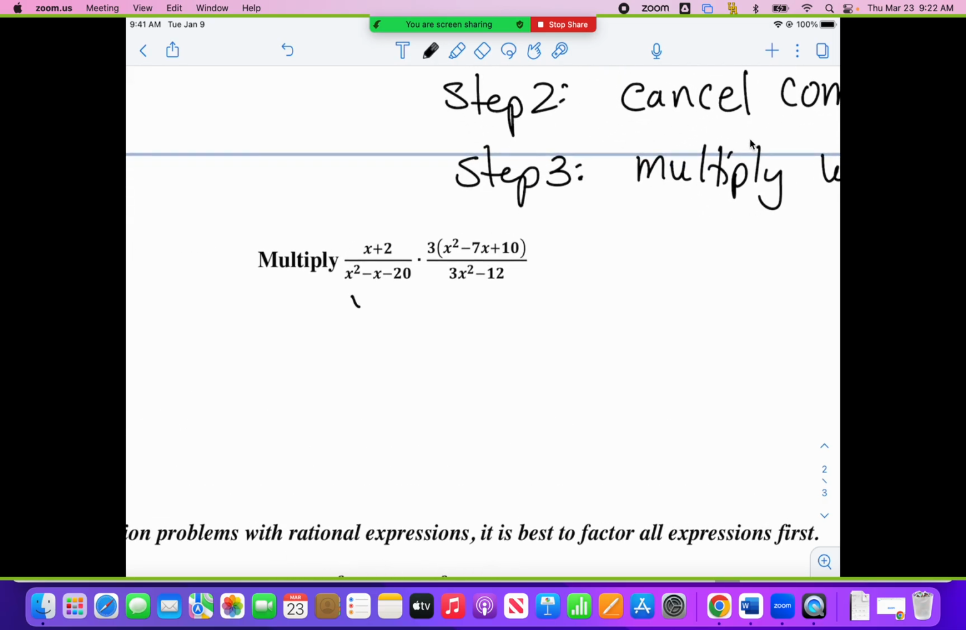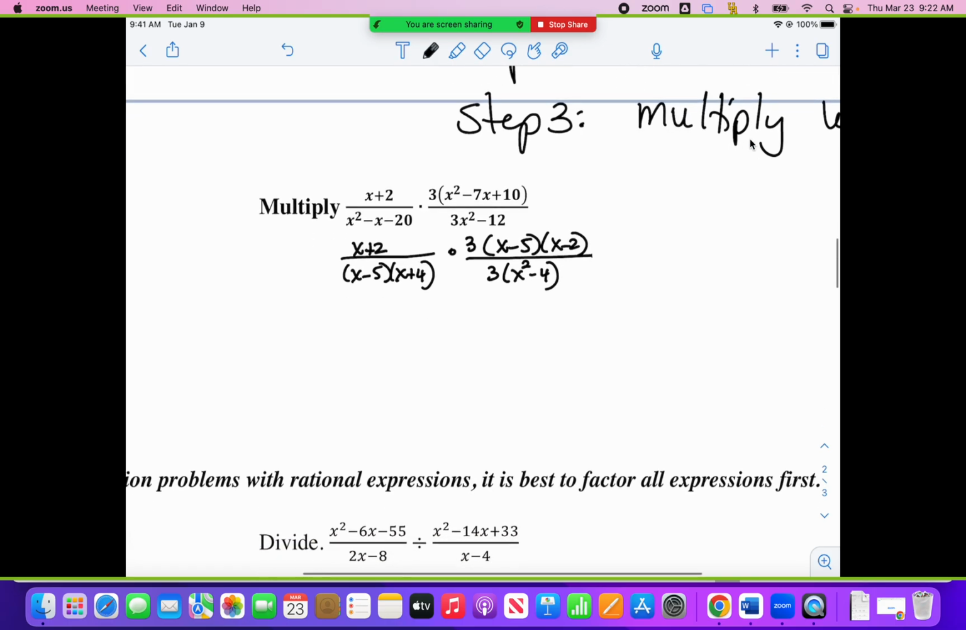All right, so I'm going to start it. x squared minus x minus 20 factors into x minus 5, x plus 4. x squared minus 7x plus 10 factors into x minus 5, x minus 2. Now, I'm not done factoring, okay?